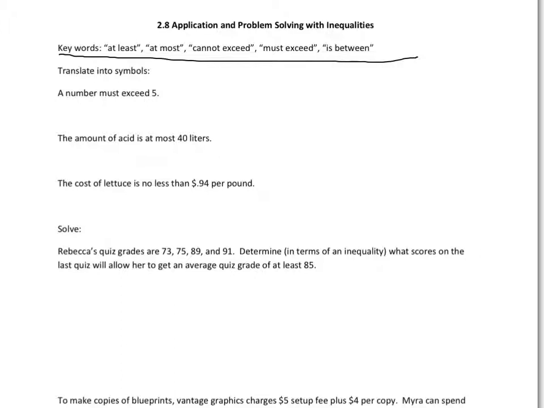So these first three right here we're going to translate into symbols. A number, generally x, must exceed. So must exceed, you must be greater than, you couldn't be equal to 5. Exceeding is more than. So a number, x, must exceed 5, and we're good. Now next we have the amount of acid, which I will call A, is at most 40. If it's at most 40, it's either 40 or less than 40. So the amount is less than or equal to 40.